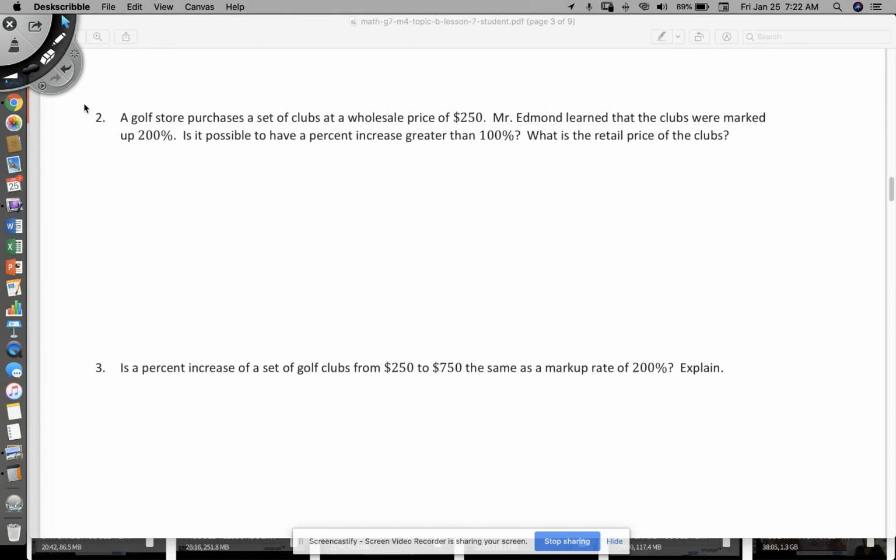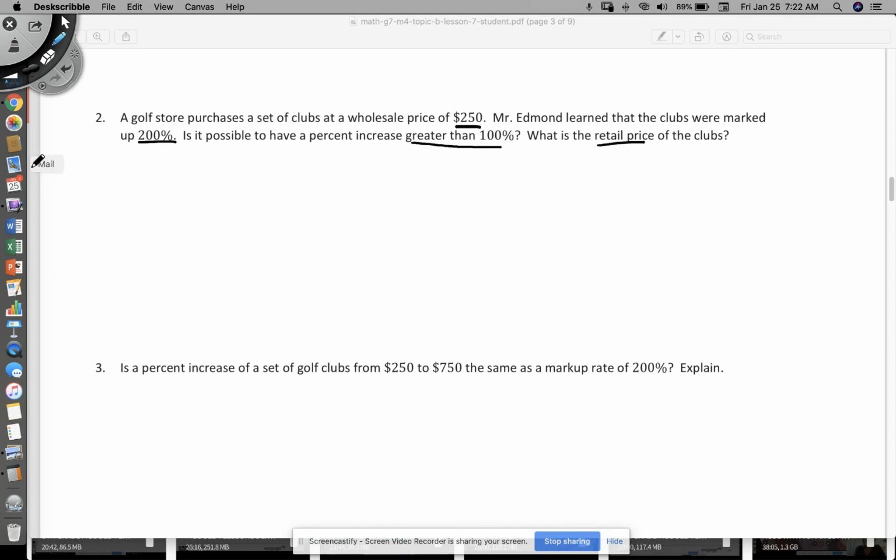So a golf store purchases some clubs at a wholesale price of $250. So this is what they paid for it. They turned around and they marked it up an additional 200%. They want to know, is it possible to have something greater than 100%? And then what was the retail price?